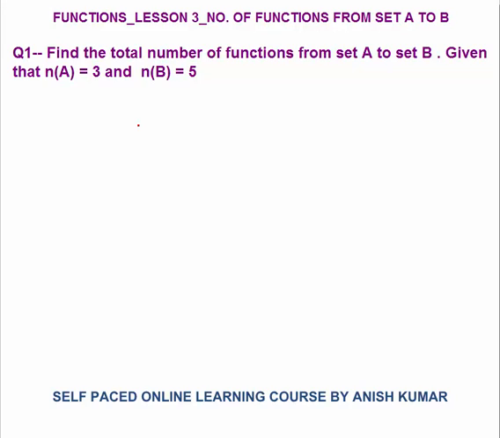Now the first question is: find the total number of functions from set A to set B, given that the number of elements in set A is 3 and the number of elements in set B is equal to 5. So this A set will act as input, B set will act as output.